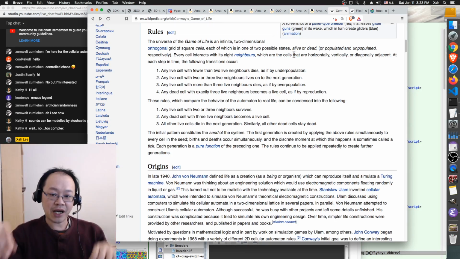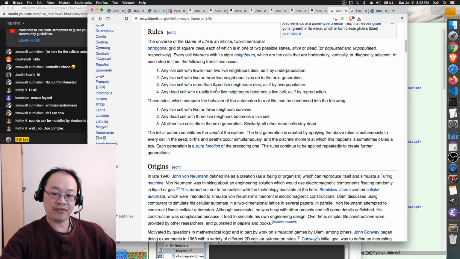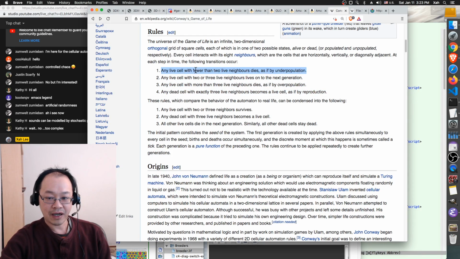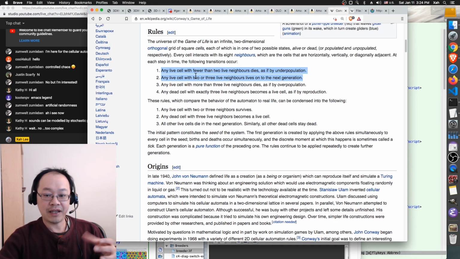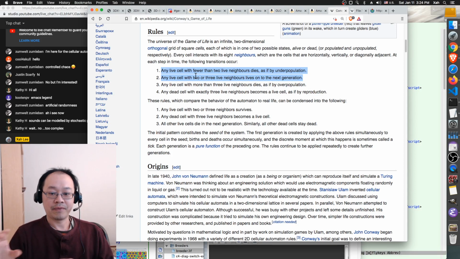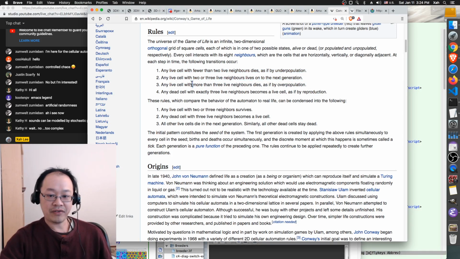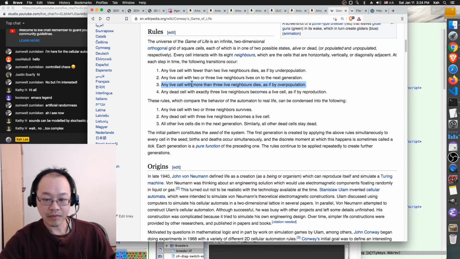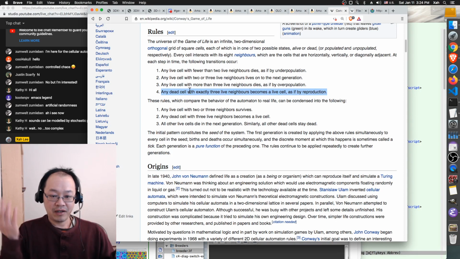At each step in time, the following transition occurs. So these are the 4 rules. If a cell has fewer than 2 live neighbors, then it dies. If a cell has 2 or 3 live neighbors, then it lives on to the next generation. If a cell has more than 3 live neighbors, then it dies again. A dead cell with exactly 3 live neighbors becomes alive. So here are the rules.